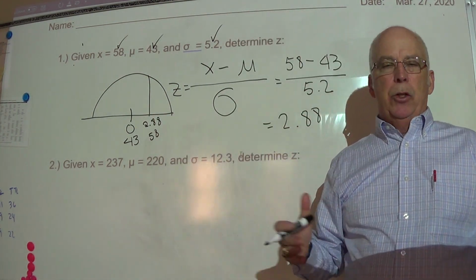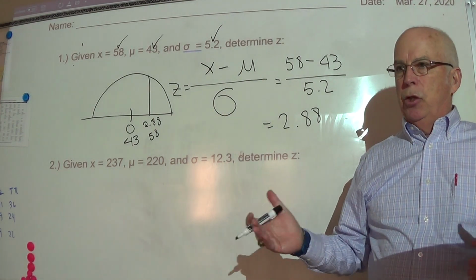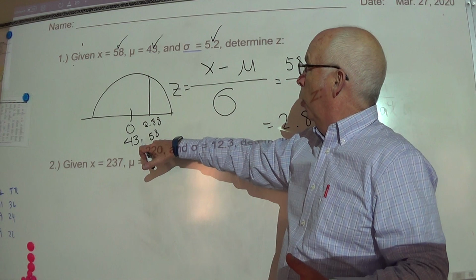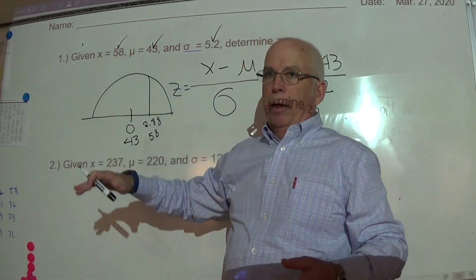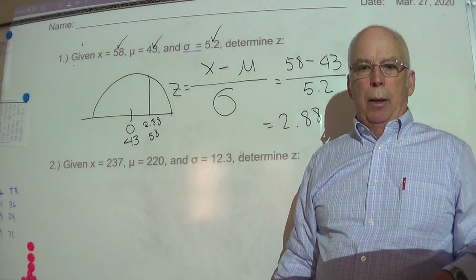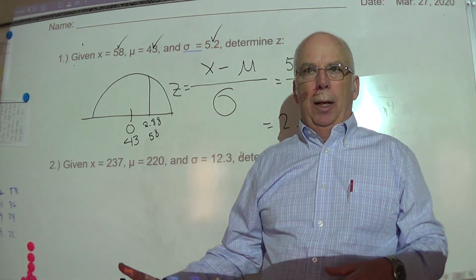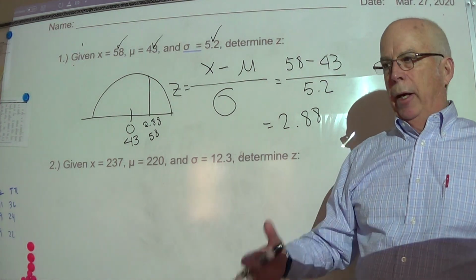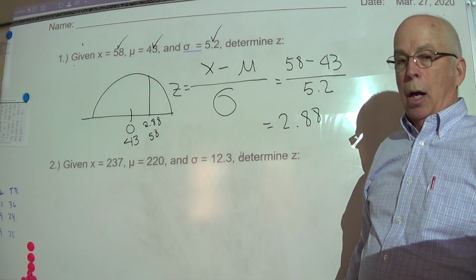Okay? It doesn't ask you to calculate area. It doesn't ask you to calculate probability. It just wants you to determine what that z-score is for that 58 data value. That's it. Stop right there. We're not even going to look at the table. We're just practicing calculating the z-score, or number of standard deviations a particular value is from the mean. I hope that makes sense.